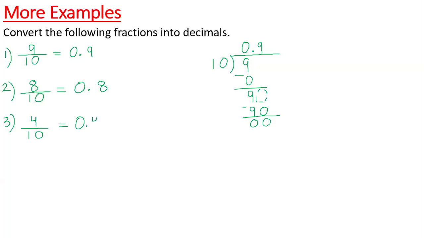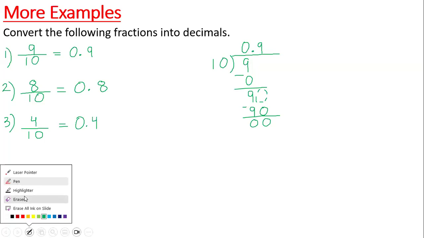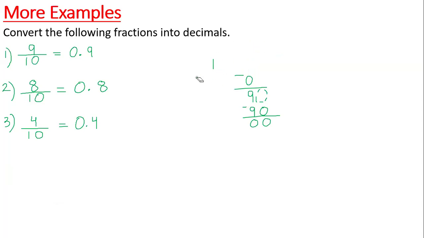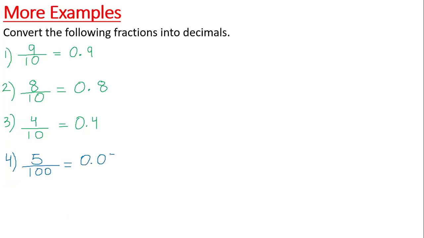So let's kick it up a notch. Let's say we have it with 100. So if it's 100, it would be 2 zeros. Let's say we have 5/100. That's gonna be what? 0. Point what? 0.05. Very good.